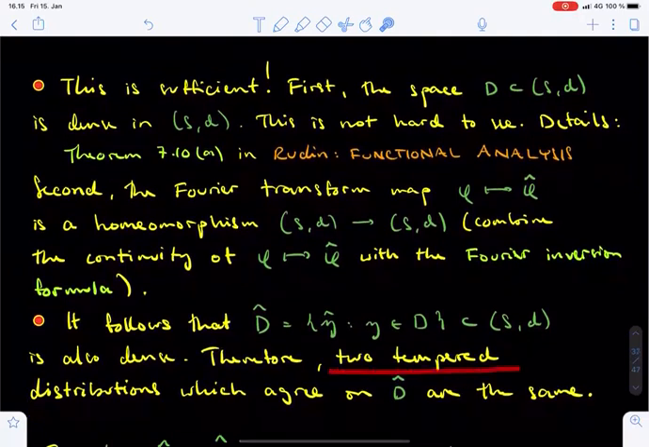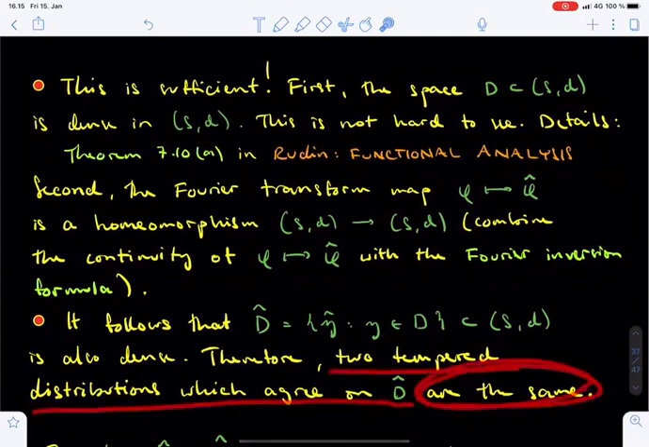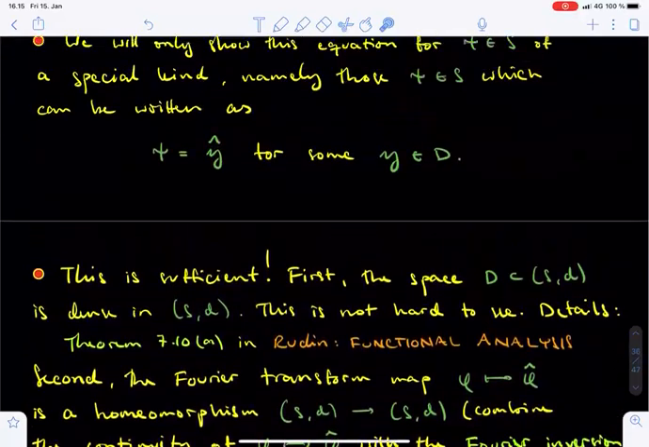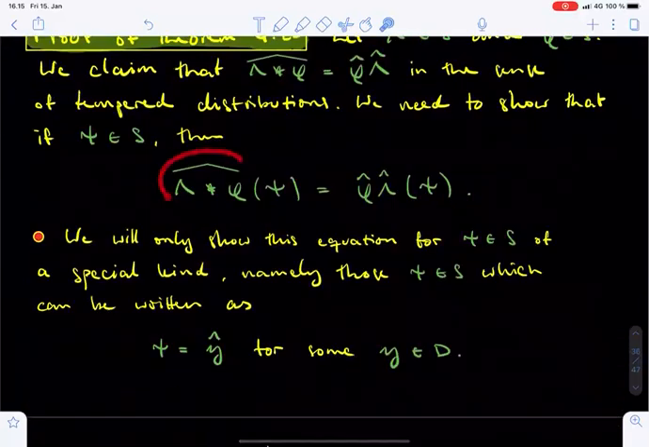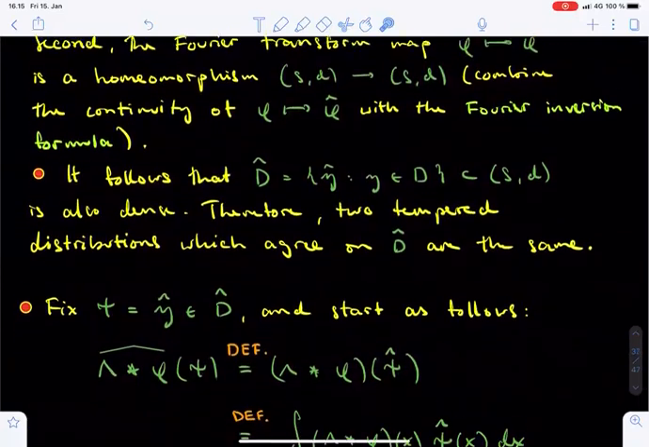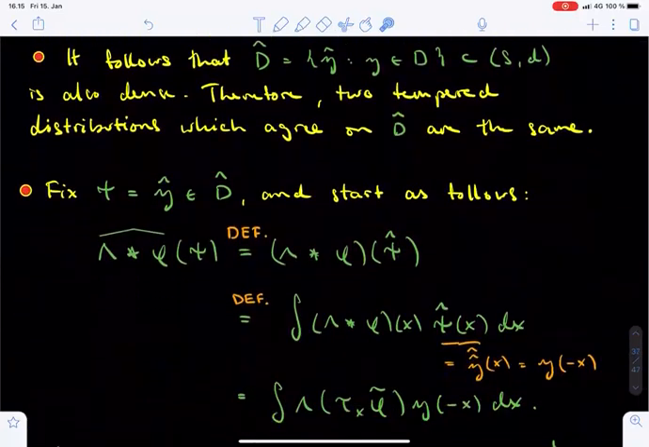If two tempered distributions agree on the dense subspace hat D, then they are the same tempered distribution, simply by continuity. We will apply this fact to the tempered distributions hat of lambda convolved with phi and hat phi times hat lambda. If we manage to show that these distributions agree for all functions psi in the space hat D, then they are the same distributions as we claimed. We then proceed to prove the equality of the distributions on the space hat D.